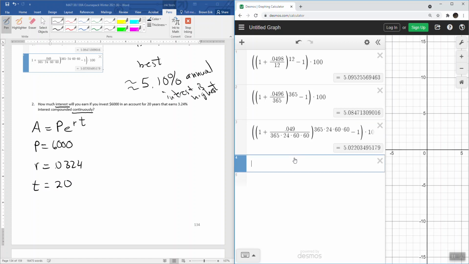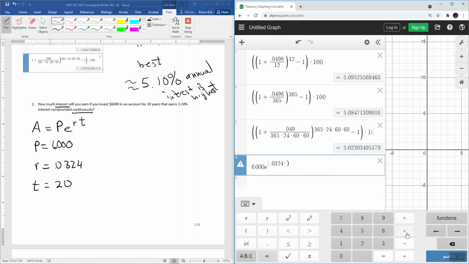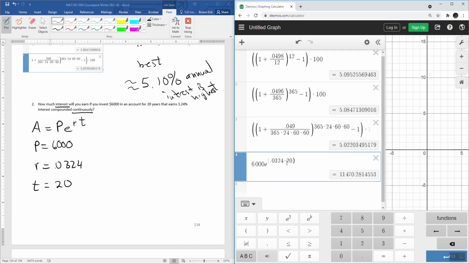So I'll jump over here to Desmos and type that in. 6,000, and I'm just hitting the e. Desmos knows exactly what that is, and then 0.0324 times. Notice Desmos automatically drops that out of the exponent when I try to do that multiplication. So I put parentheses up there, and then I hit Shift 8, which is how my keyboard allows me to do multiplication. You could also open up the keypad and hit the multiplication button. We'll toss in our 20 there, and this is our future value. I'm going to round that to 2 decimals since this is money.